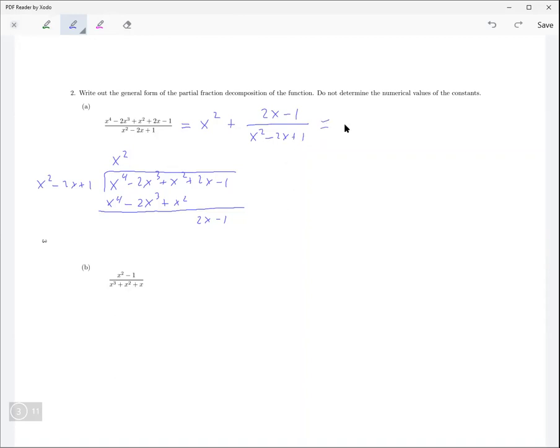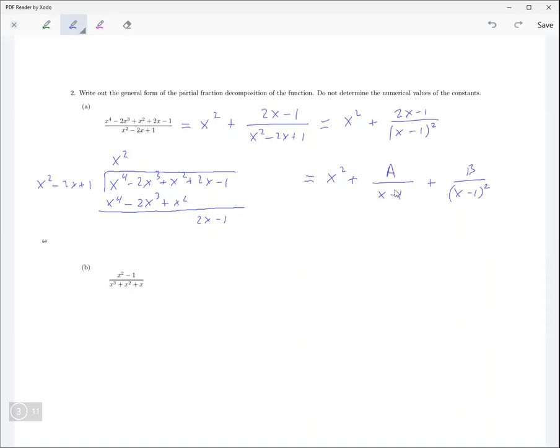Okay, now you want to factor the denominator. And it factors into x minus 1 squared. So you think back, what is the most general form that has x minus 1 squared as the common denominator? And in this case, it's going to be this.